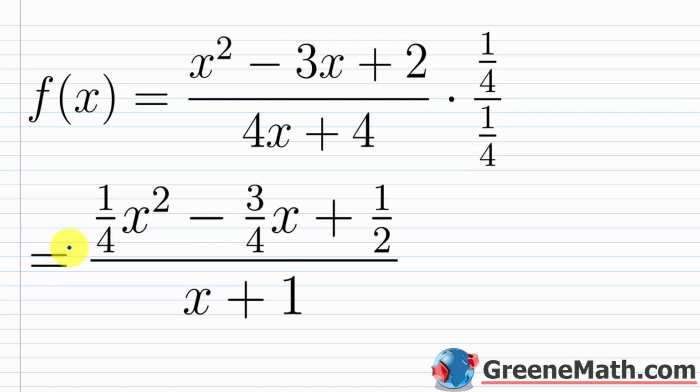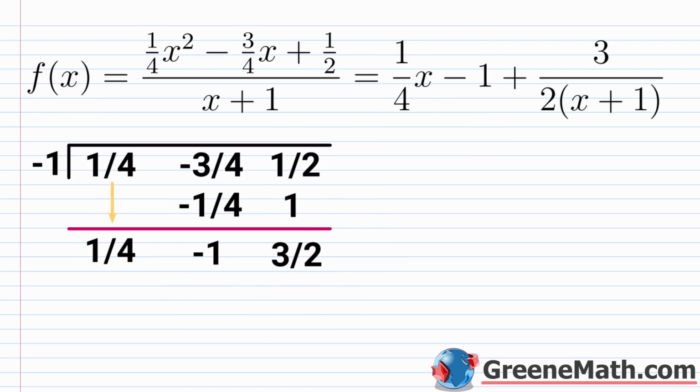So this would turn into 1/4 x squared minus 3/4 x plus 1/2, and this is over x plus 1. When you make this change, remember that this is your denominator now. So whatever remainder you have for this problem, it has to go over this and not this. So that's a big thing when you change this over. So looking at this, again, we have f of x equals 1/4 x squared minus 3/4 x plus 1/2. This is over x plus 1.